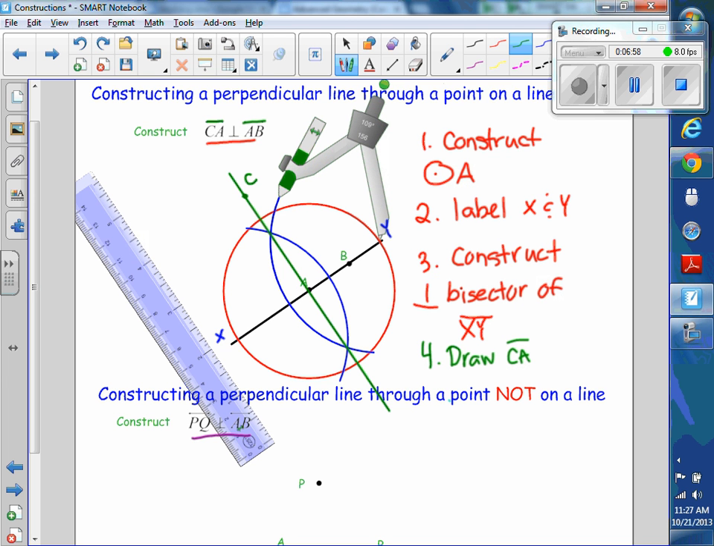Abby, Jack? Why do you have to go to the circle again? Because I needed to find an equal distance. I'm creating a segment about A that makes X, A and Y, A the same distance apart. So when I do the perpendicular bisector of X, Y, it's going to go through A. You don't have to label them X, Y. Right. I'm labeling X, Y so I can talk to you about it.